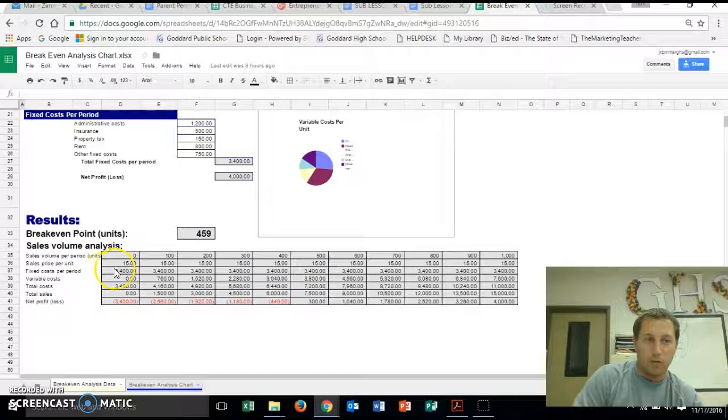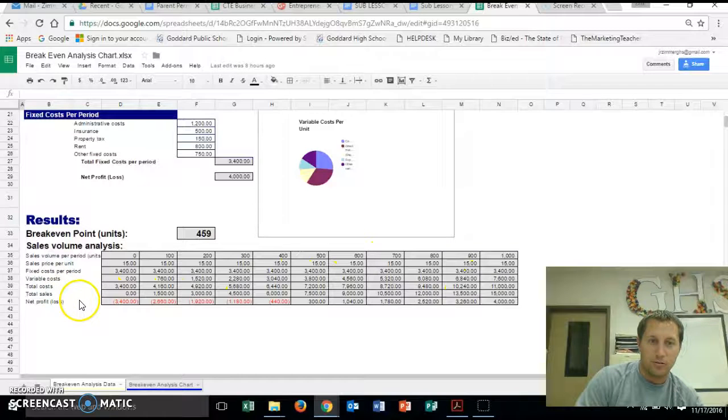You can break down some pieces of information down here and look at them. The sales volume per period on units. You can look at sales price per unit. Obviously, that was $15 in this case. You can look at fixed costs per period, and they're all the same. Fixed should be the same. It's a fixed cost for a reason. The variable cost looks like over time they multiply or double, and they just add to each other over time. The fixed stay the same regardless. They're going to be that same steady amount.